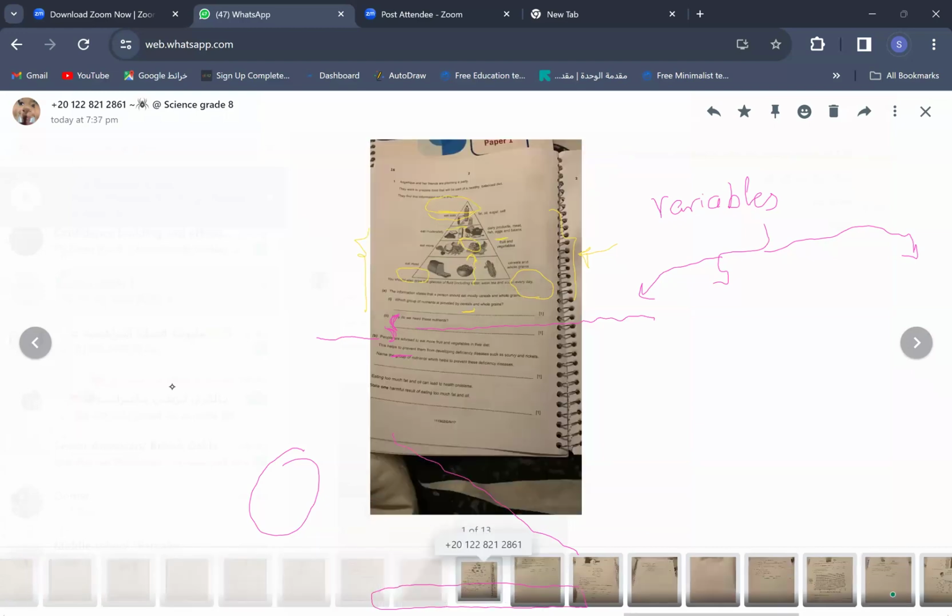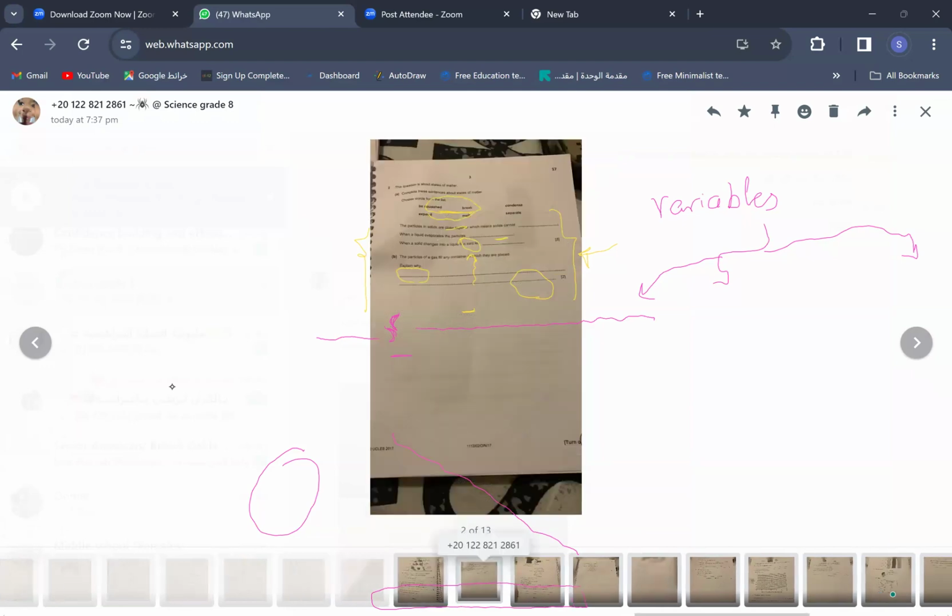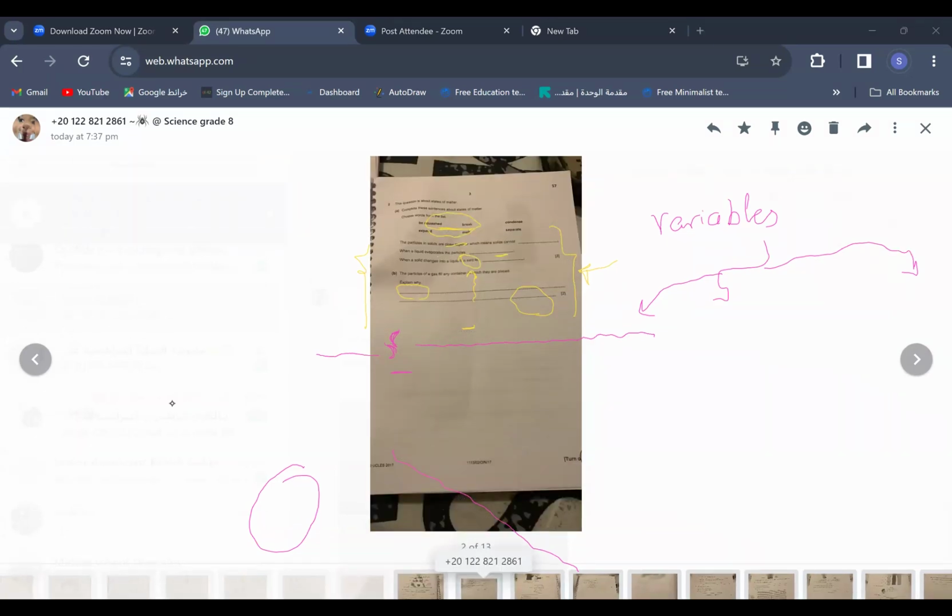Wait, this is going so fast. There's a little delay in the screen, so just a second.